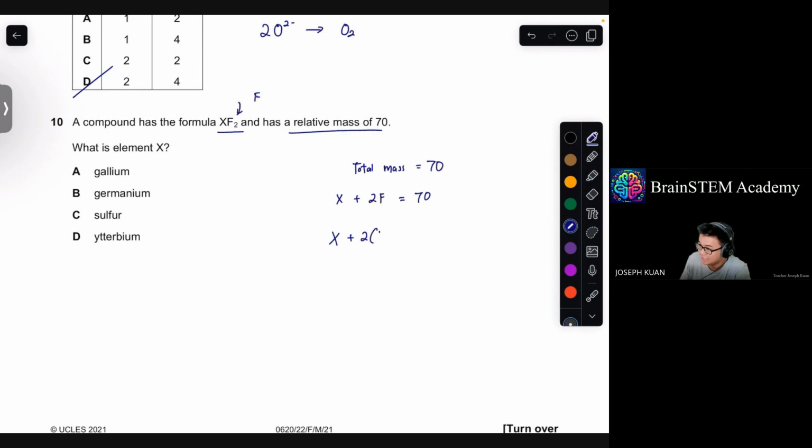Fluorine, the mass should be 19, based on the periodic table. So the mass of X is 70 minus 2 times 19, which gives you 32. Right, so what is the element that has mass 32? That will be sulfur. So number 10, the answer is C. Allow me to look at the periodic table real quick, just to be sure with my values. Yep, sulfur, the mass is 32. So the answer for 10 is C. Moving on to the next question.